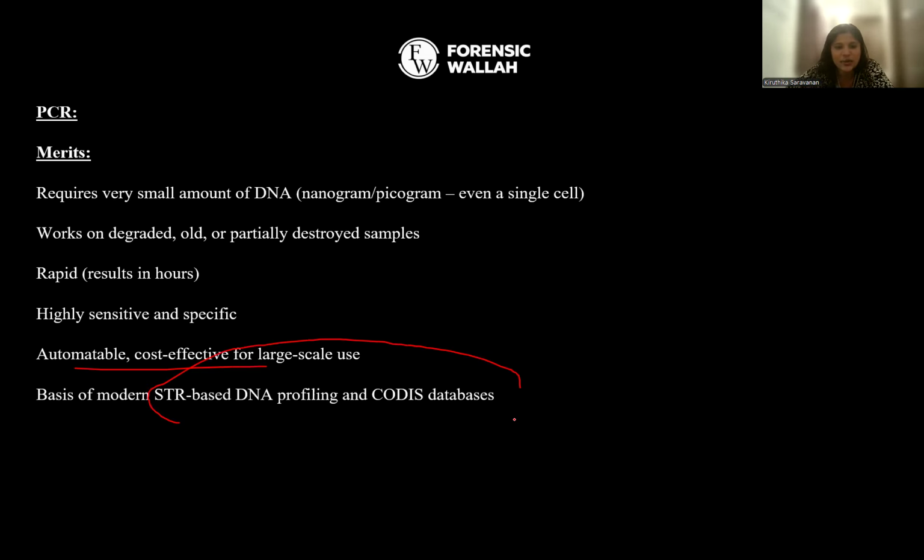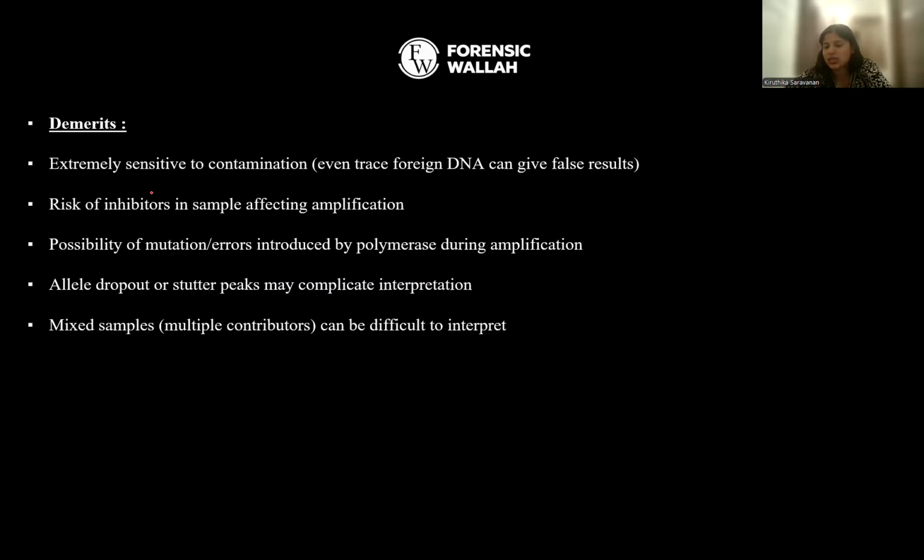For modern STR and for DNA profiling, for CODIS databases and all, we are using PCR only. The demerit is that any small contamination, even from the person sending the specimens into the PCR machine, any foreign particle, can give false results. Mutation and errors can also happen during amplification. Mixed samples are also very difficult to interpret. So it's a highly sensitive method, and we have to be very careful in handling it.